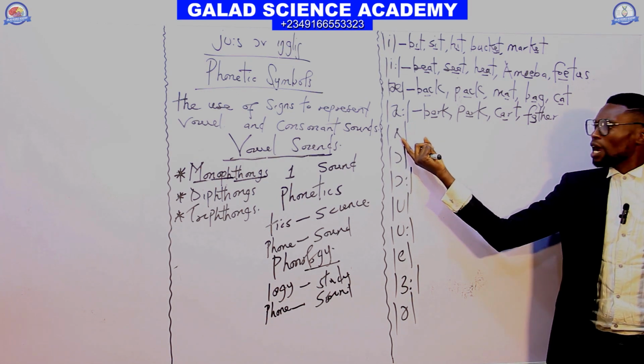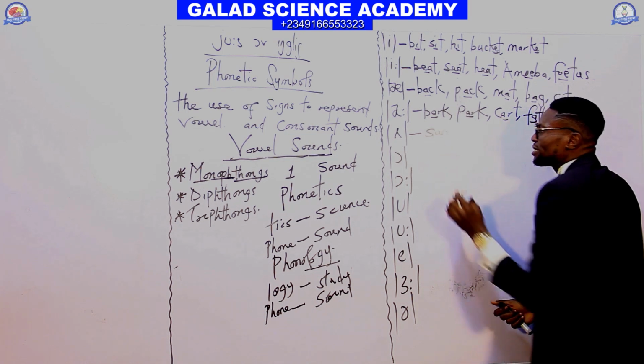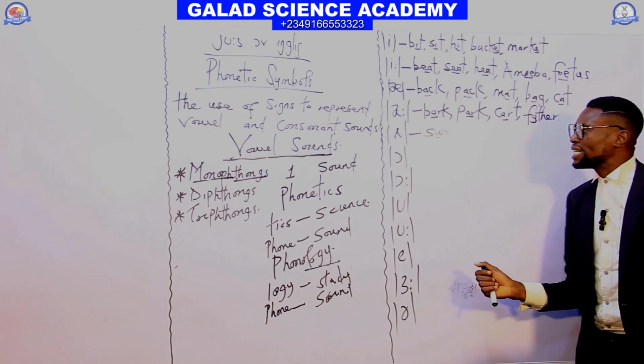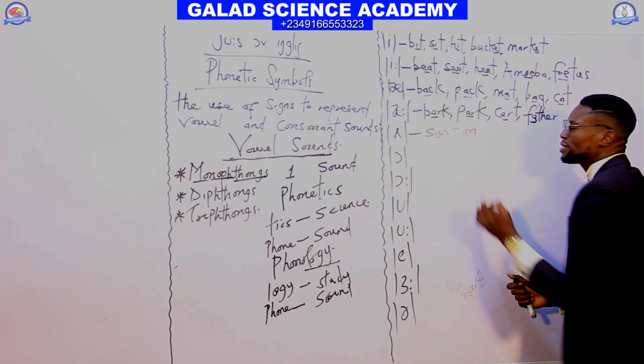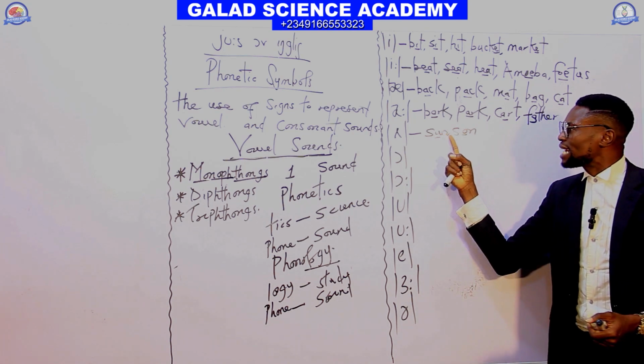And this is R. This sounds like sun. So I won't call it sun. I will call it sun. The sun is shining, not the sun is shining. This is called sun. Now, somebody will ask me, why is this and this the same?